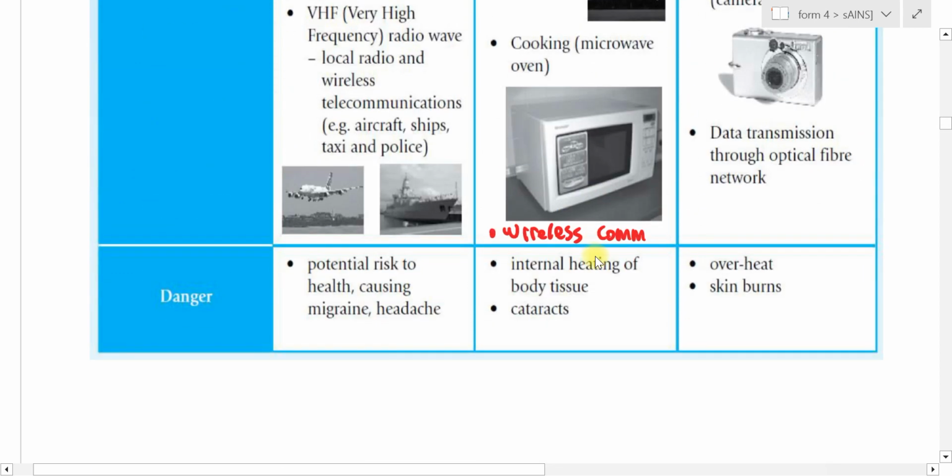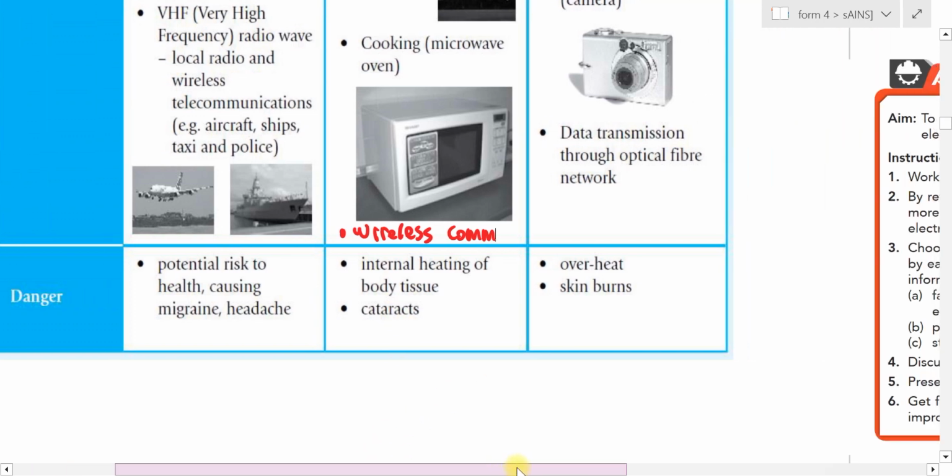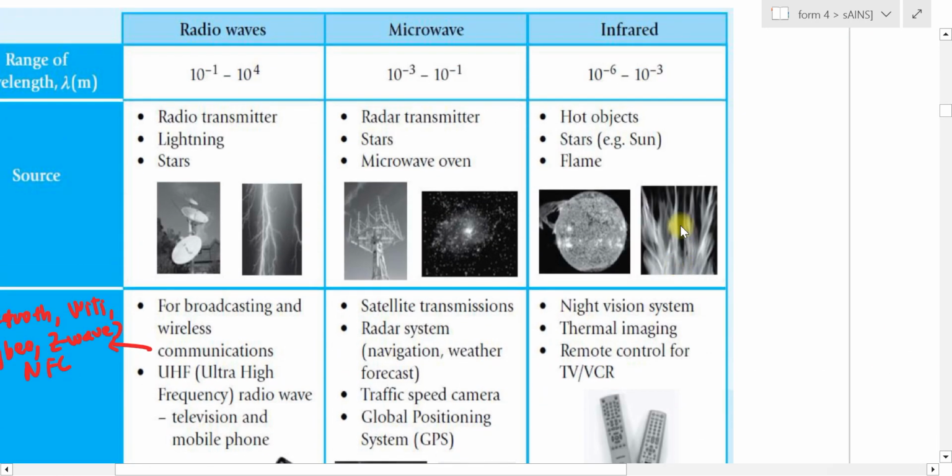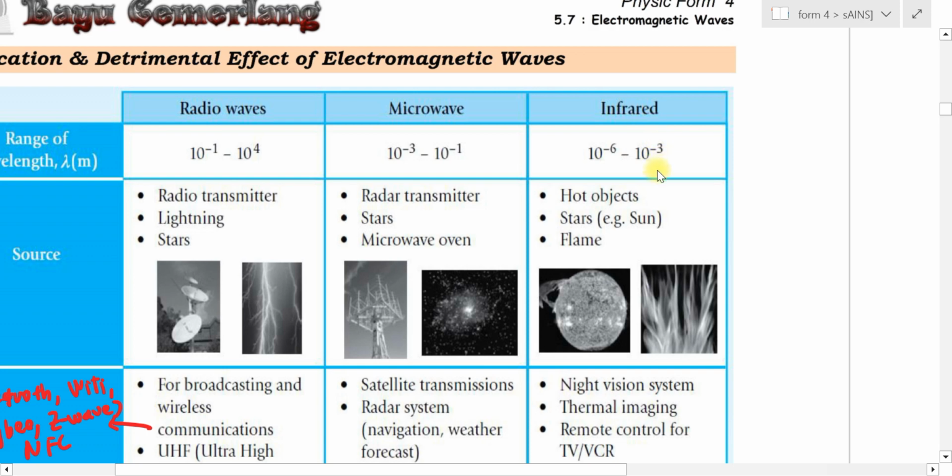Okay. Jadi apa danger dia? Okay, danger dia adalah internal heating of body tissue. Boleh berlaku pemanasan dalam sel badan kita lah. Tisu lah. And also can cause cataract. Overexposure. Okay. Next one is the infrared. Yang color warna merah.